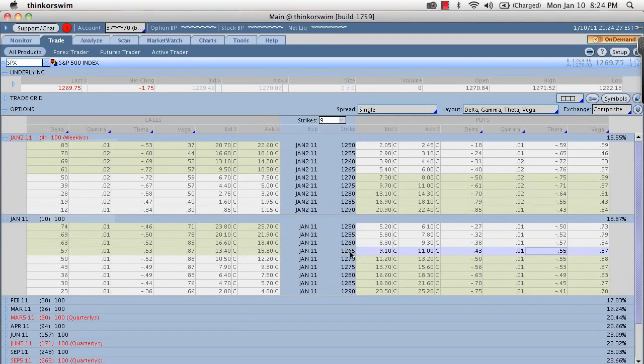Here, these 1265 puts have about 55 cents of time decay, and the same exact puts on the weeklies have about 76. So you can see that there's a lot higher time decay, and really you're not getting much more delta or much more profit per move in the underlying security. So again, you want to be careful with these weekly options.